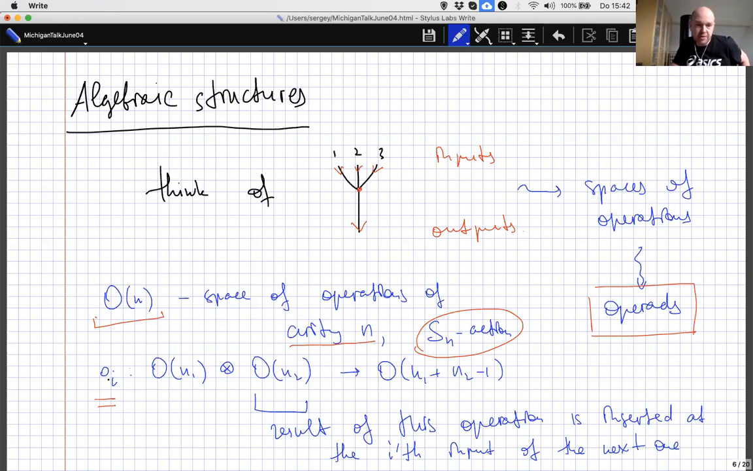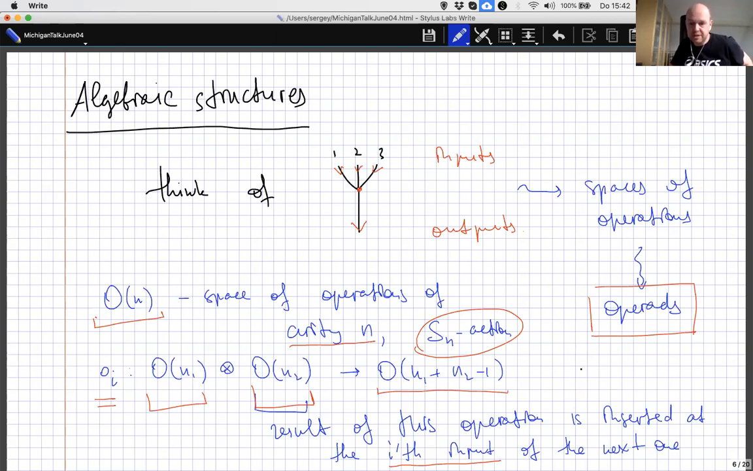So I denote it by circ-i. Circ-i means for me that I just take the result of this operation that I got here and plug it into the operation that I have here in this space as the ith input. So ith input, it's written here, right? And so then I get an operation with this many inputs.